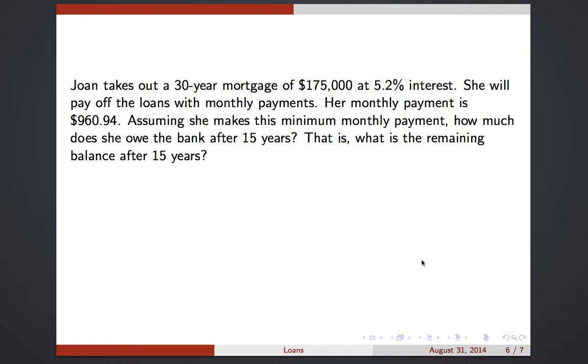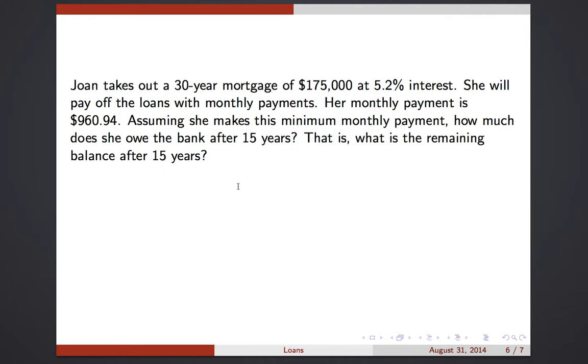Okay, here's the final kind of question I want to consider. It's the same parameters. How much does she owe the bank after 15 years? So what is the remaining balance after 15 years? To answer this question, you already, in some sense, have the tools. You know how to build an amortization table, and the amortization table tells you at every single row how much you still owe. So if you have a ton of time on your hands, you could build the amortization chart for this loan and then just look 15 years into it and see what the remaining balance is.